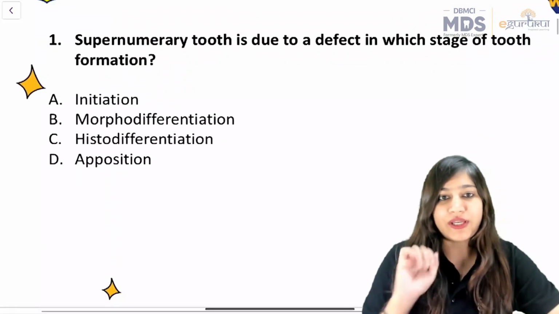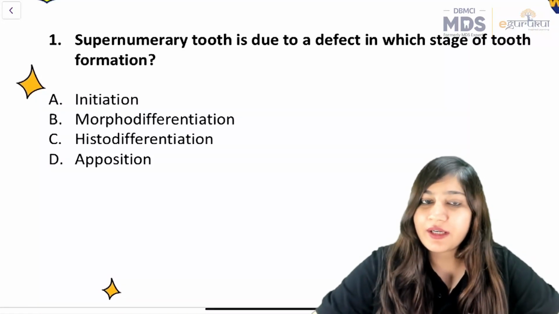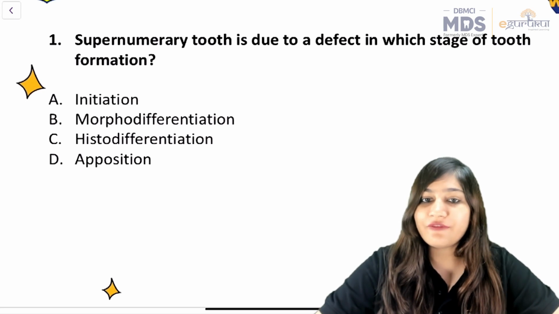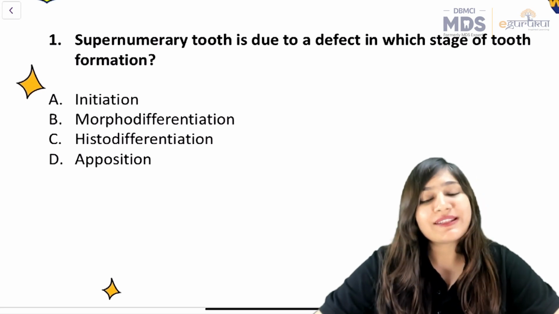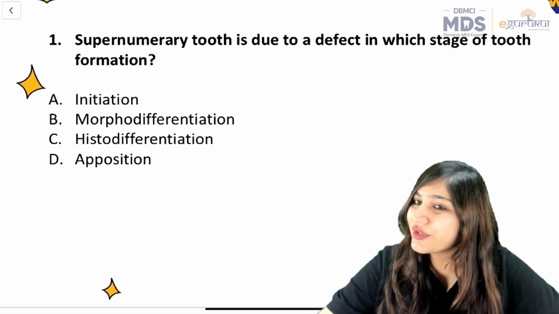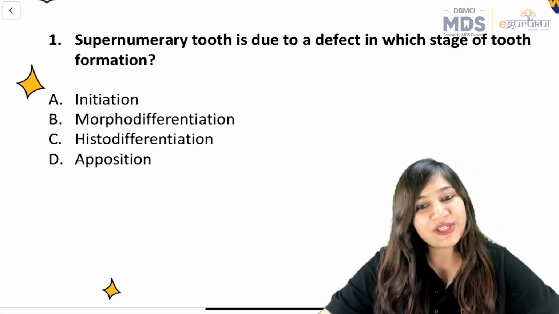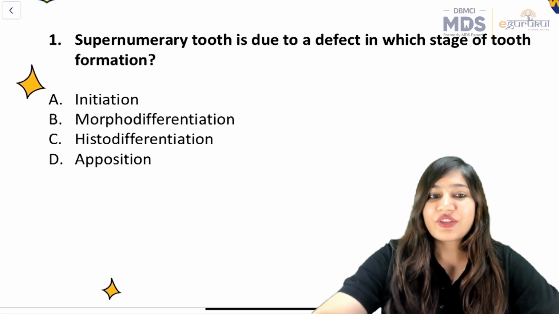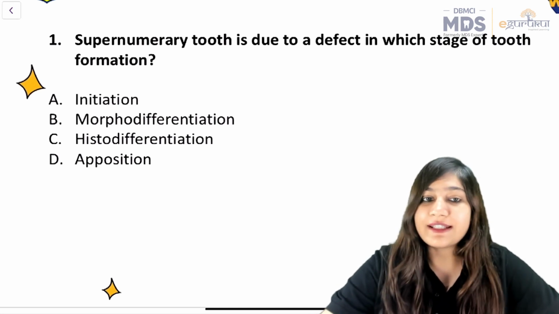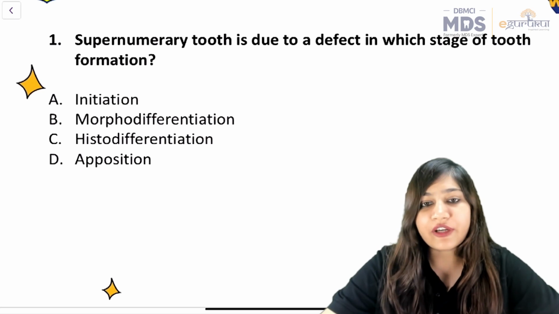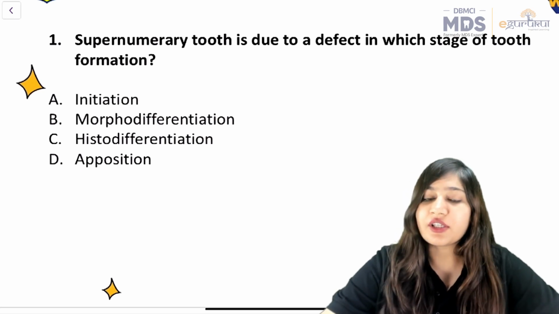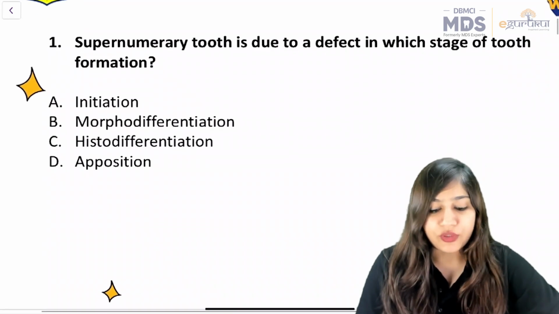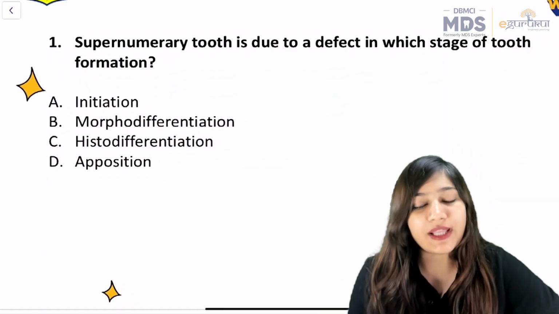Coming to the first question. Supernumerary tooth is due to defect in which stage of tooth formation? So this question is from, again, the most basic topic of dental histology, that is tooth development. Our options are: initiation, morphodifferentiation, histodifferentiation, or apposition? Supernumerary tooth means extra tooth, extra number of tooth.